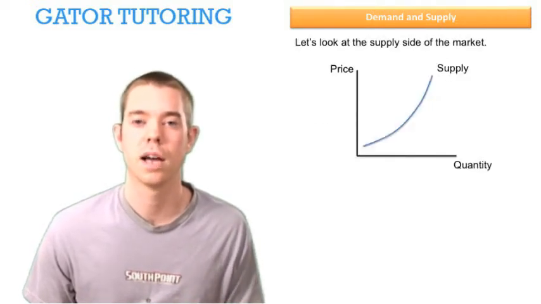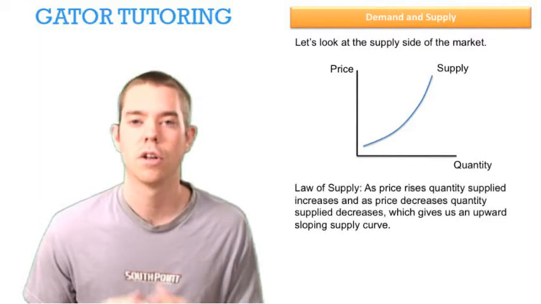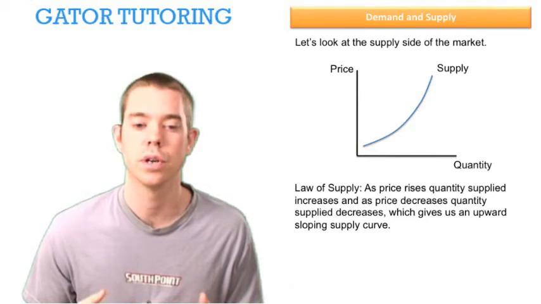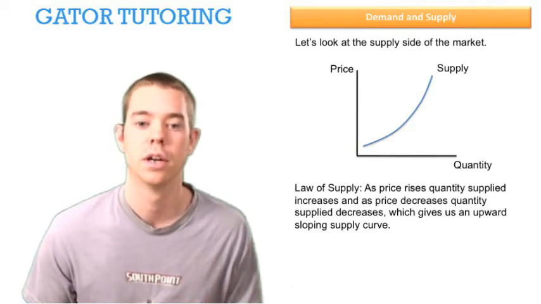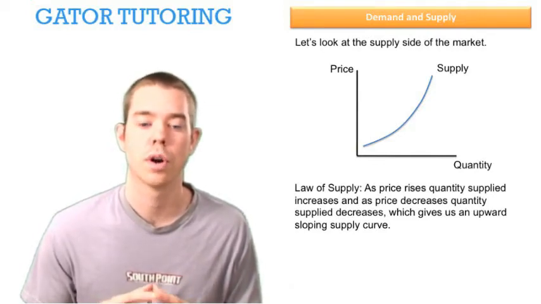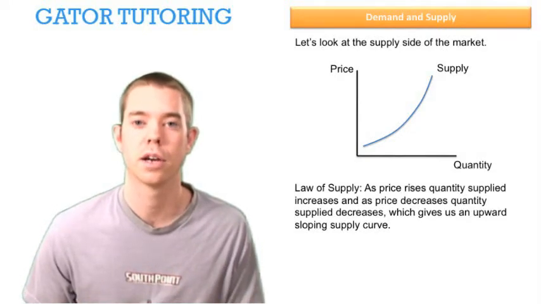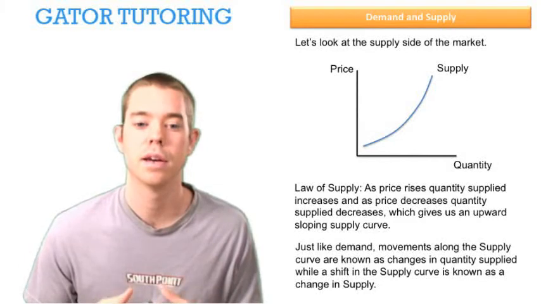Let's look at the supply side of the market now. The law of supply states as prices rise, quantity supplied increases, and as price decreases, the quantity supplied decreases, which gives us this upward sloping supply curve. Just like demand, movements along the supply curve are known as changes in the quantity supplied, while a shift in the supply curve is known as a change in supply.